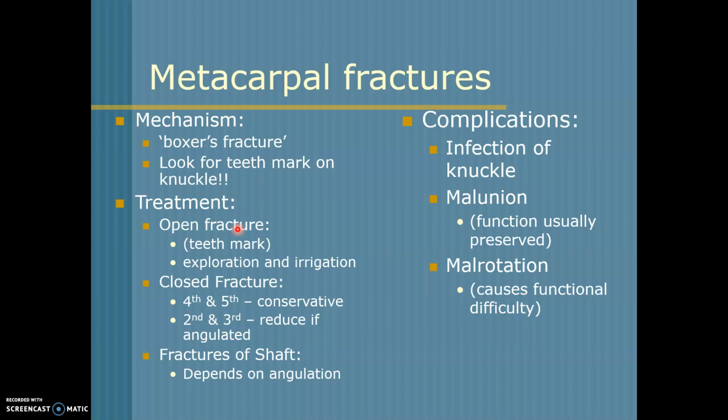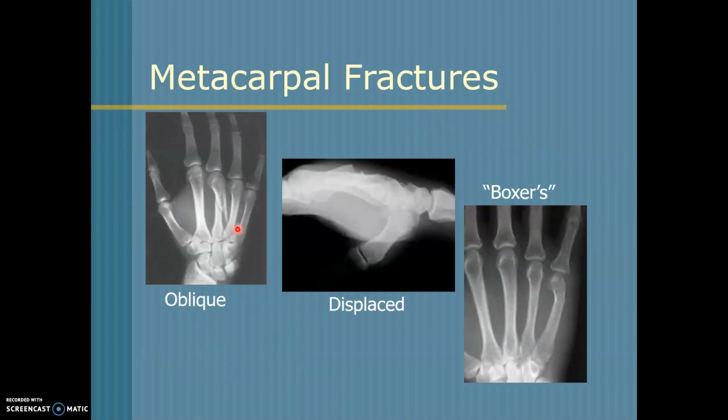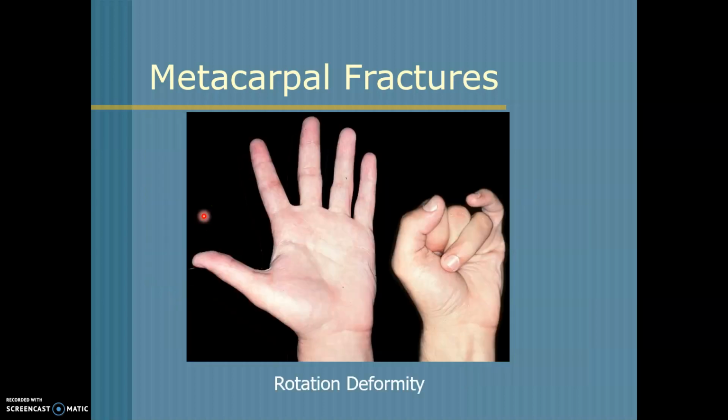What we do with fractures of the shaft depends on angulation, and the next slide will show this. So this X-ray on the left is an oblique fracture and is at risk of angulation. This kind of displacement obviously needs reduction. And this is the Boxer's fracture we talked about before.